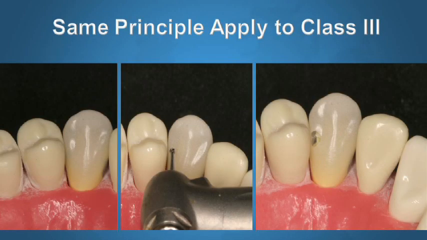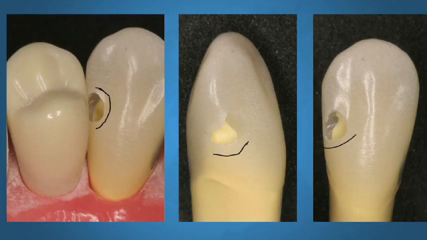Those same principles can be applied, as you see in this particular case, on class 3s, where the external outline is small, it's minimal. Internally, we have a much larger outline, but as long as we have a full thickness of enamel externally, we can preserve that enamel. We're going to repair it with bonded composite, and I will regain close to its original strength.